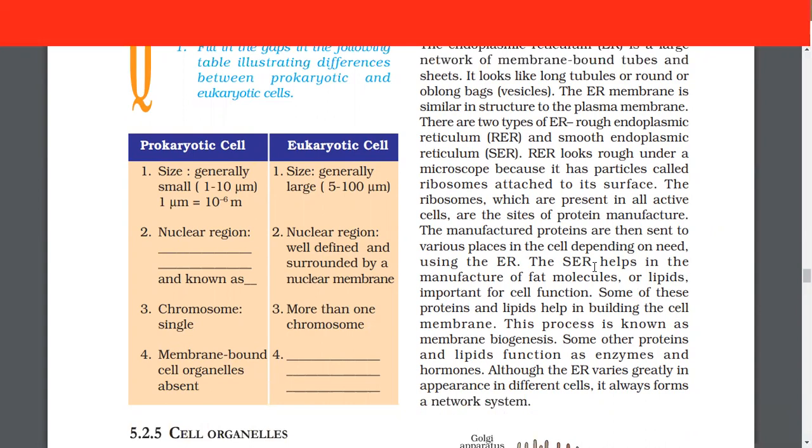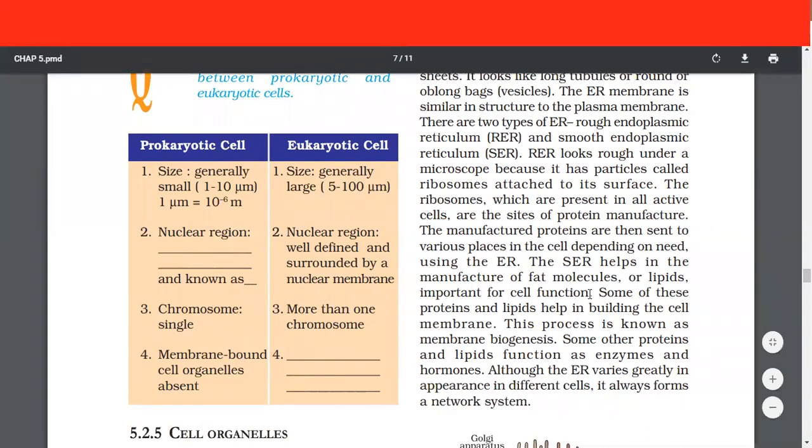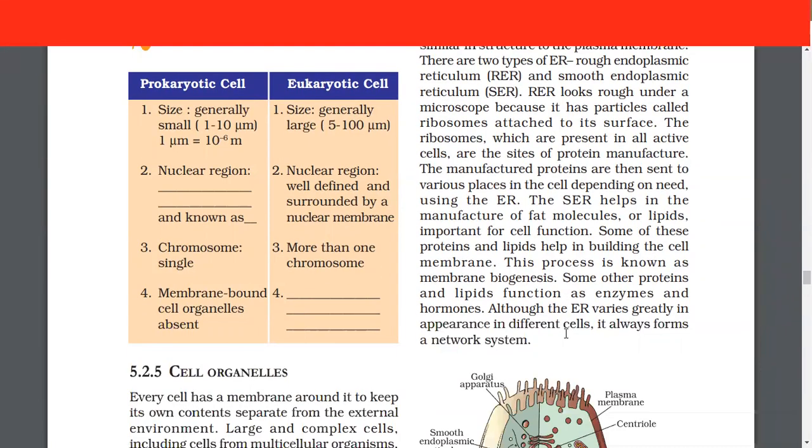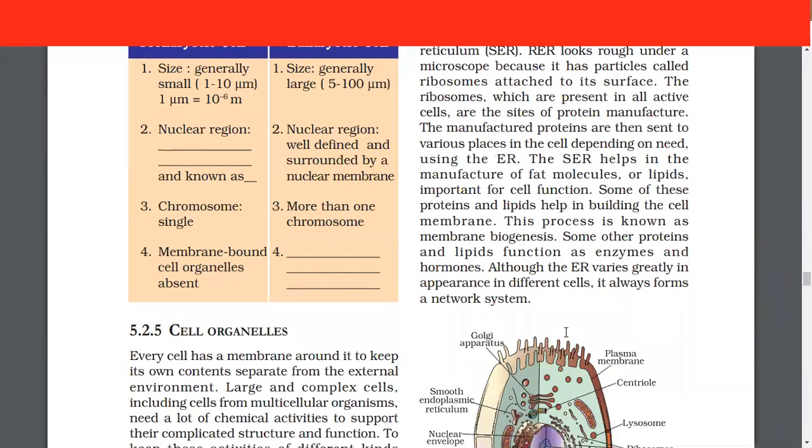The ribosomes, which are present in all active cells, are the sites of protein manufacture. The manufactured proteins are then sent to various places in the cell depending on need using the ER. The SER helps in the manufacture of fat molecules or lipids important for cell function. Some of these proteins and lipids help in building the cell membrane. This process is known as membrane biogenesis. Some other proteins and lipids function as enzymes and hormones.